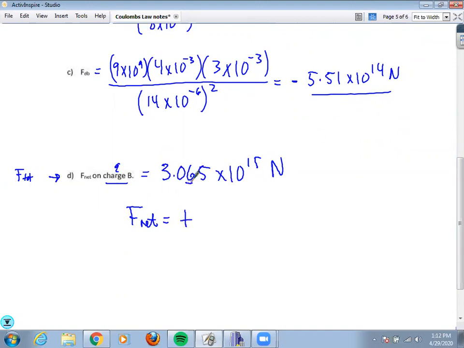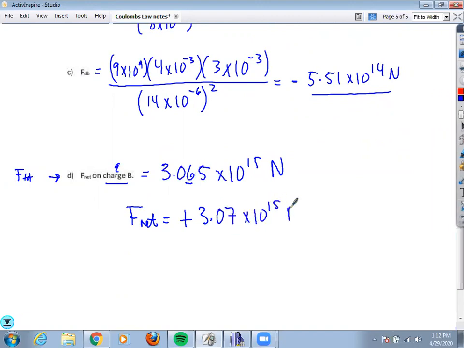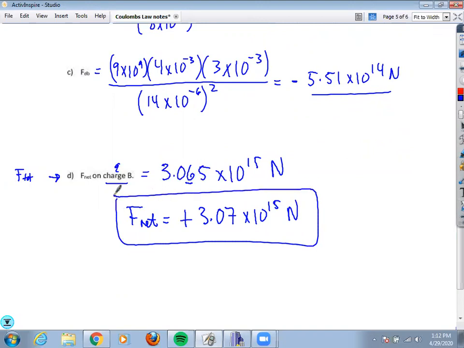Okay, and we'll take it to 3 sig figs, so 3.07. Remember, we can round down. 3.07 times 10 to the power of 15 newtons. That would be the F net on charge B. Now, we could find the F net on any charge, A, B, C, or D, but in this example, we found the F net on charge B.